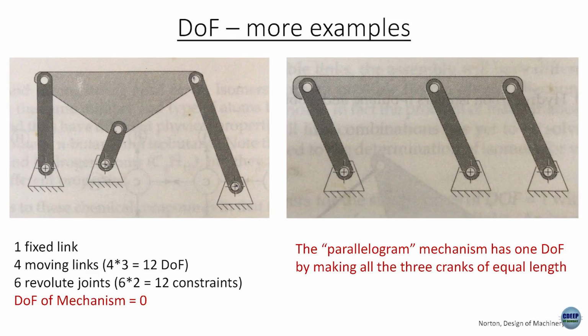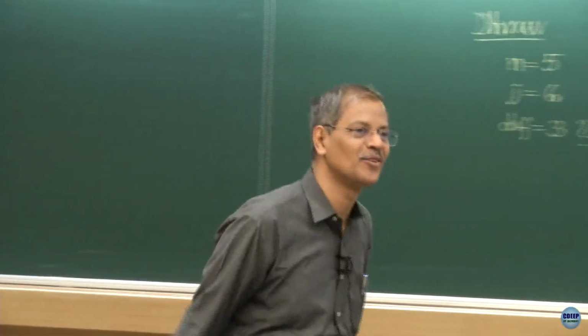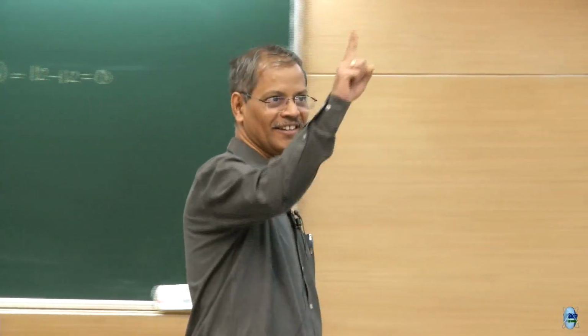So, assume that this in between fellow is not there, would it move? Yes or no? Yes. How many degrees of freedom it would have? 1. Correct? Now I added this fellow in between.